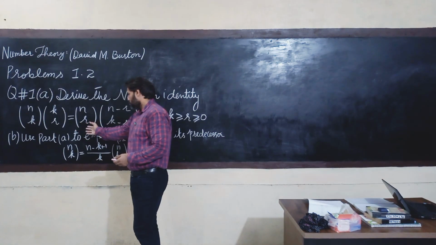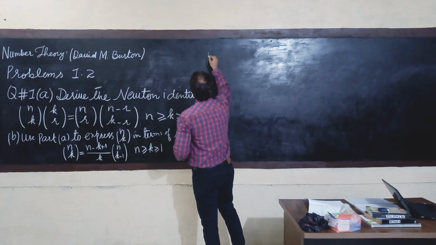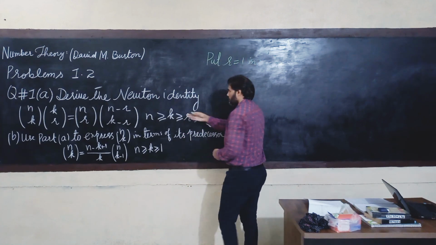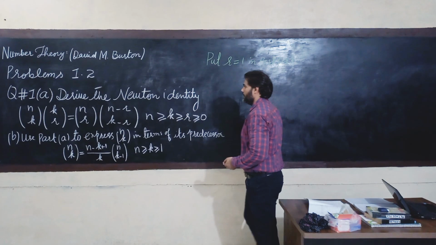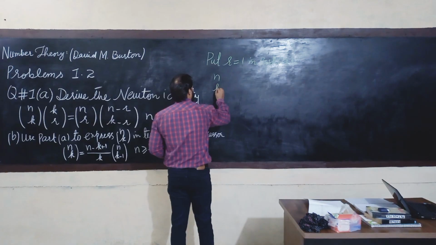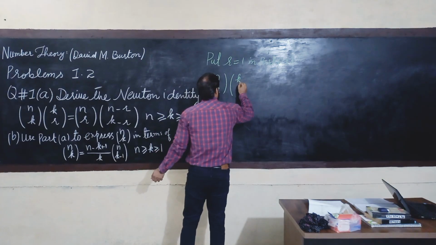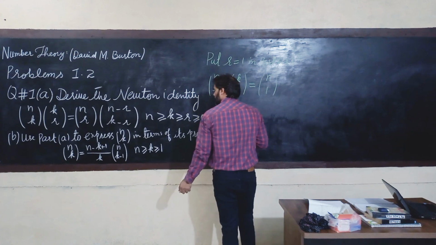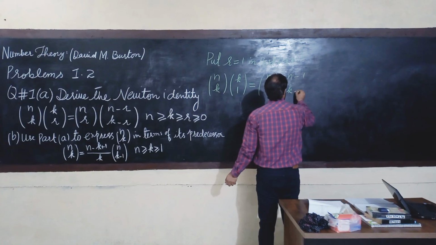So we put r is equal to 1 in the first part A. We have n choose k into k choose 1 is equal to n choose 1 into n minus 1 choose k minus 1.